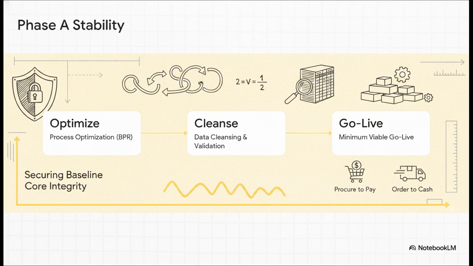Step 2. Data cleansing and validation. Financial ledgers must be immaculate. Inventory records must be mathematically perfect. Migrating dirty data guarantees immediate reporting failure and halts business operations.